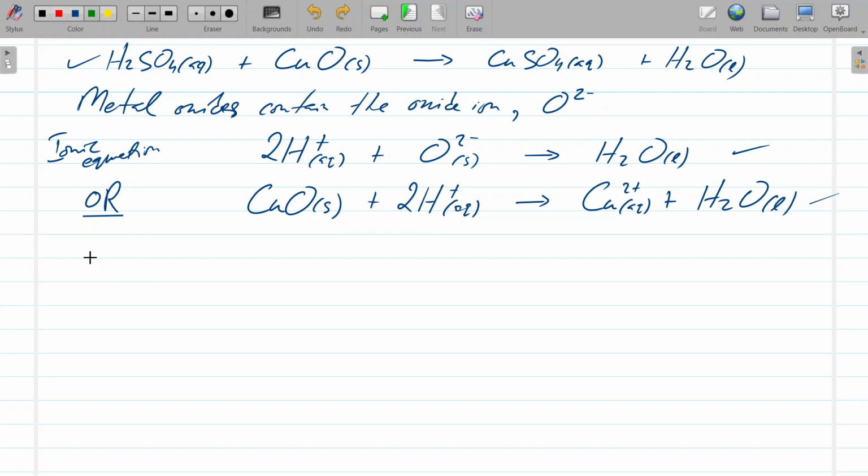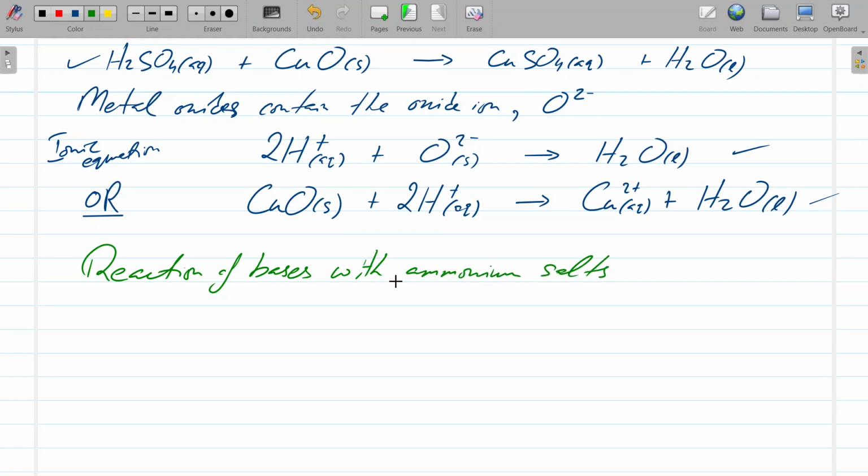Next up, we have the reaction of bases with ammonium salts. Right, so this is a procedure that can be used to make ammonia in the laboratory.